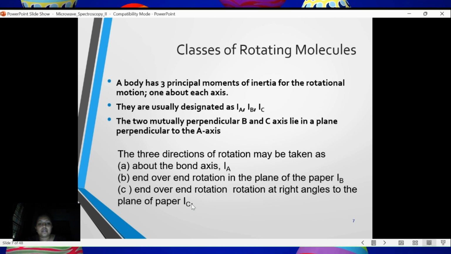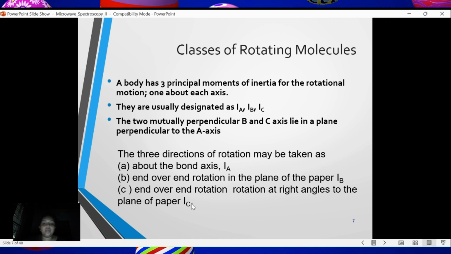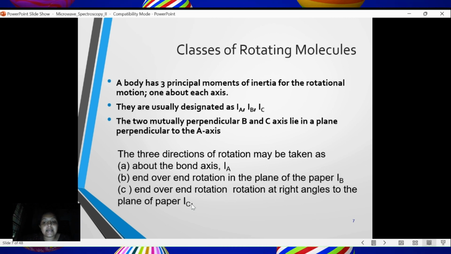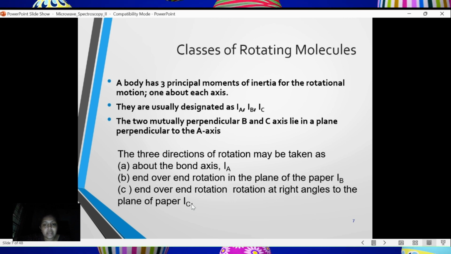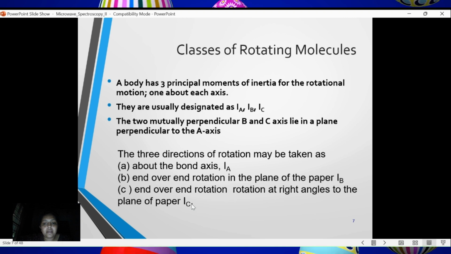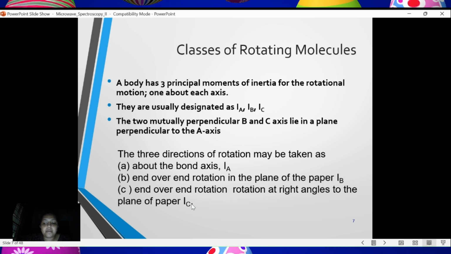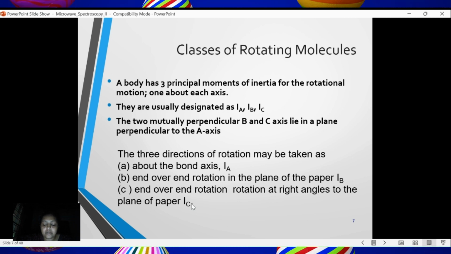So the two mutually perpendicular axes, B and C, are lying in a plane which is perpendicular to A. So we can see IA, IB, and IC are perpendicular to each other. Okay.